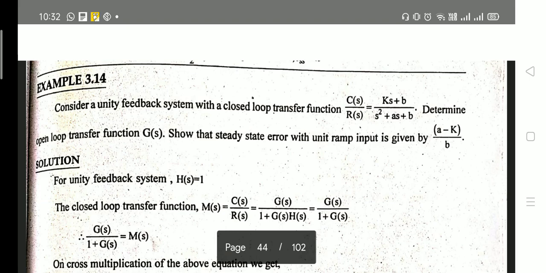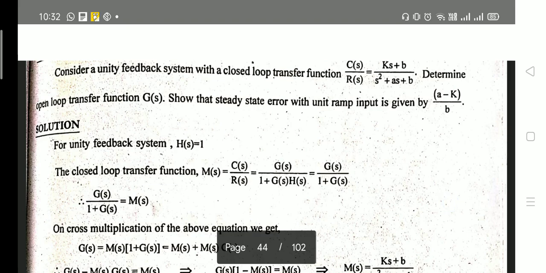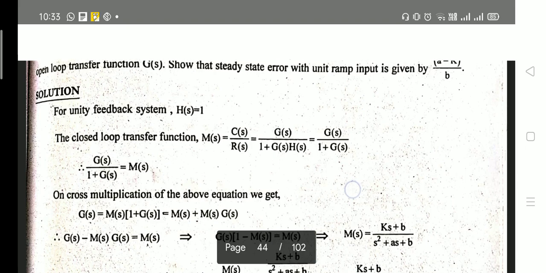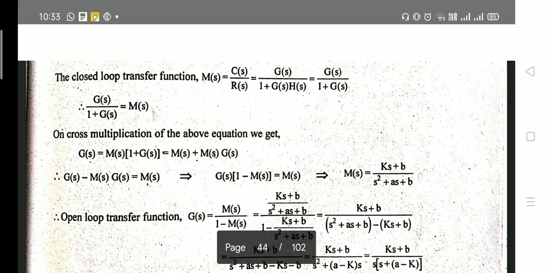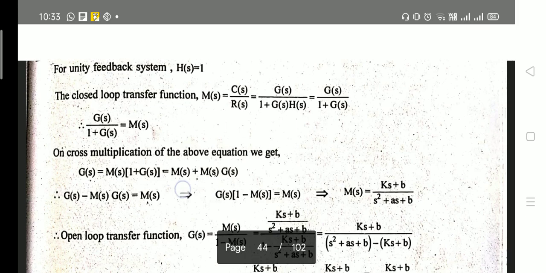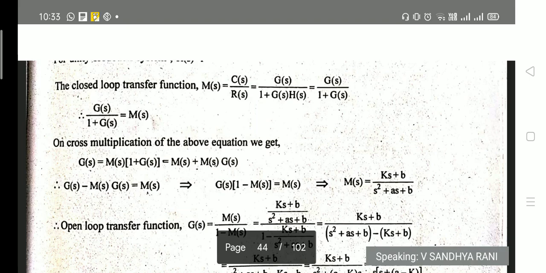Here G(s)H(s), the value of H(s) is 1. Here C(s)/R(s) is given, that is negative feedback, so G(s)/(1 + G(s)H(s)). I am taking one multiplication factor, that is M(s). Just cross multiply this one, G(s) = M(s)(1 + G(s)). Then simplify this one and take G(s) to one side. Then we will get G(s)(1 − M(s)) = M(s).